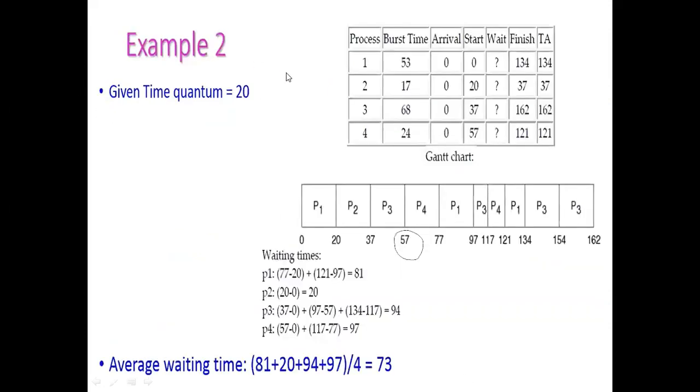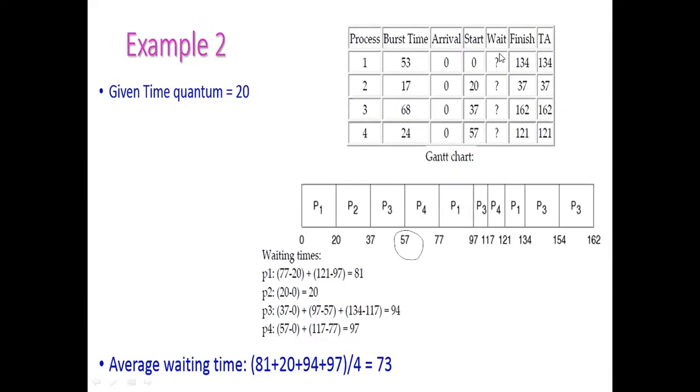See the next example problem. In this problem, the time quantum given here is 20 milliseconds. 4 processes are depicted, and the CPU burst time is given for every process. The arrival time is 0. And the start time you can calculate from the Gantt chart. The start time is 0 for the process P1, the start time for the process P2 is 20, for the process P3 is 37, and for the process P4 is 57.